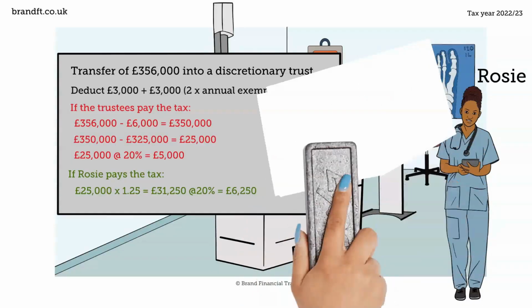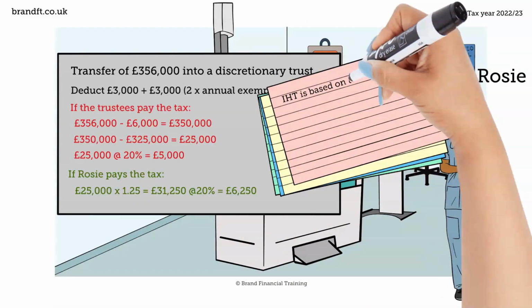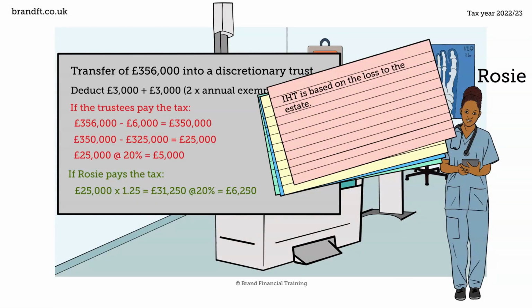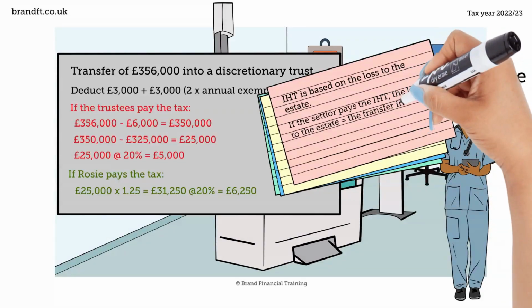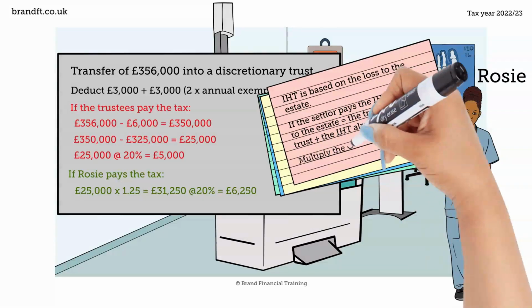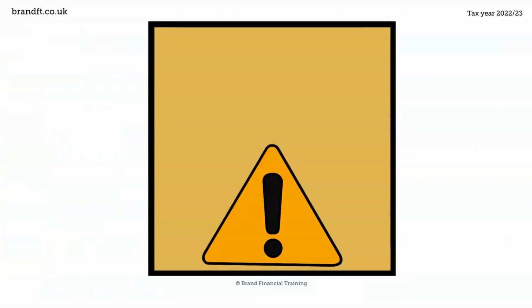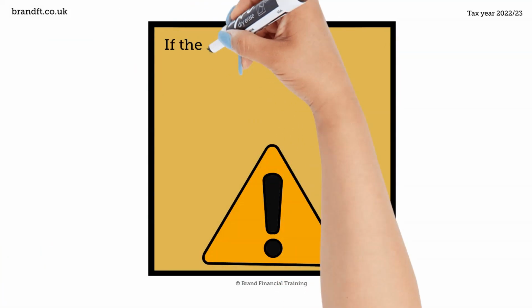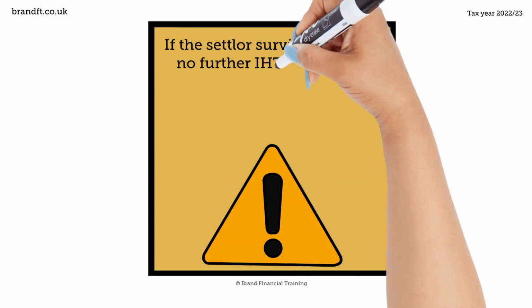This is because IHT is based on the loss to a person's estate. If the settlor makes a CLT to a trust and pays any IHT due, the loss to the estate is the two added together and IHT is worked out on that figure. To make this easier, we can simply multiply the value of the CLT by 25%. If the settlor survives 7 years from the date of the transfer, then there will be no further IHT payable.